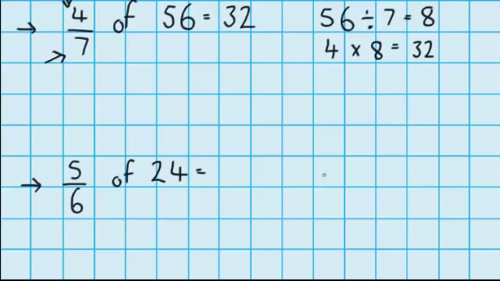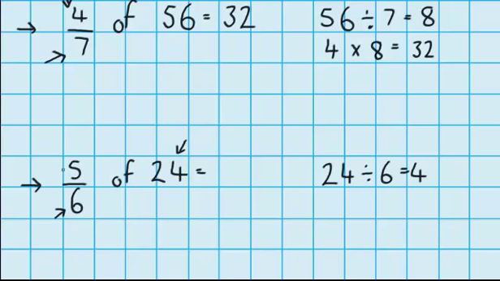Well, my first step is going to be to imagine sharing those 24 fence posts between these 6 groups. So to do that, I'm going to have to use division. 24 fence posts shared between 6 groups means there must be 4 fence posts in every group.